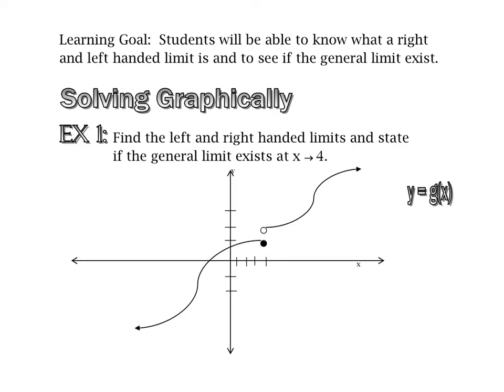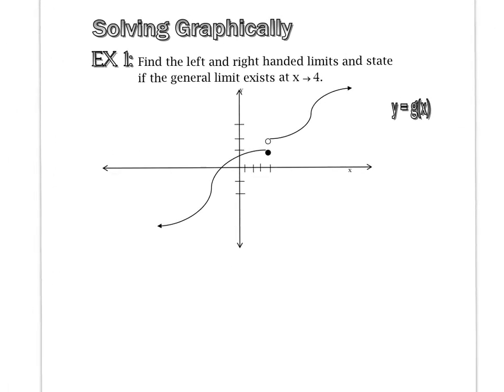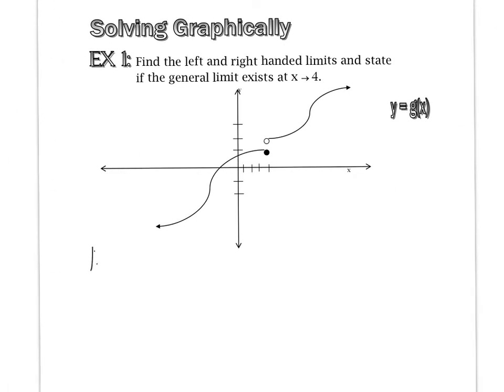Okay, here we see it says find the left and right hand limits and state if the general limit exists at x equals 4. So let's do that. Let's find the left hand limit first. Well, the limit as x approaches 4 from the left, which is from the negative side, and this thing is called g of x, so we'll just say g of x. What does that equal? Well, we can look at this thing and follow it. What is the height approaching? Well, it looks like it's approaching 1, so I'm just going to say 1.